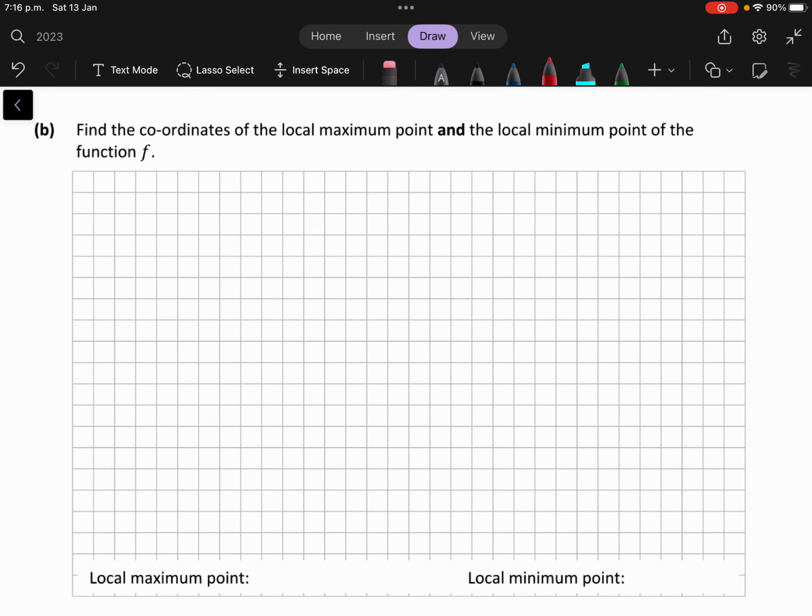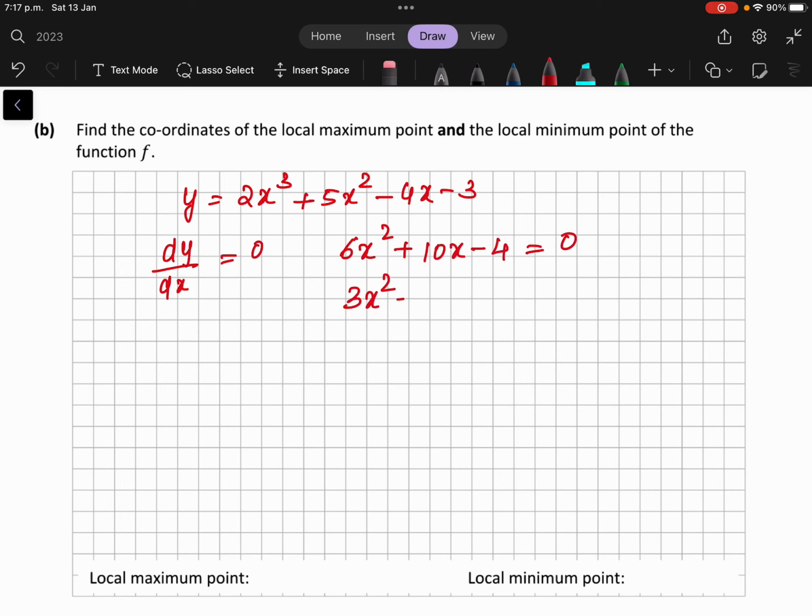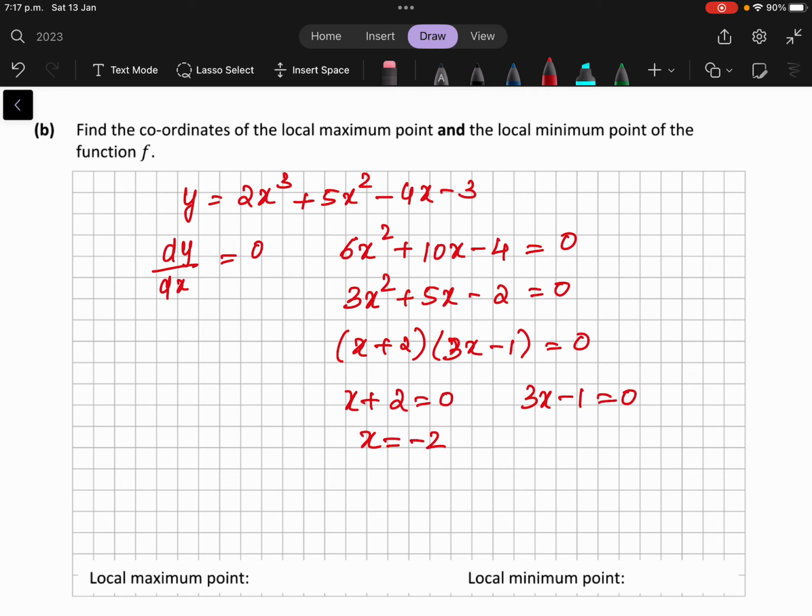Coordinates of the local maximum or local minimum. So the equation is 2x cubed plus 5x squared minus 4x minus 3. For local maximum or local minimum, dy by dx is equal to 0. So you can write this as, differentiate this, 6x squared plus 10x minus 4 is equal to 0, or 3x squared plus 5x minus 2 is equal to 0, or you can take it as (x plus 2)(3x minus 1) is equal to 0. So x plus 2 is equal to 0, 3x minus 1 is equal to 0, x is equal to minus 2, 3x is equal to 1, x is equal to 1 over 3.